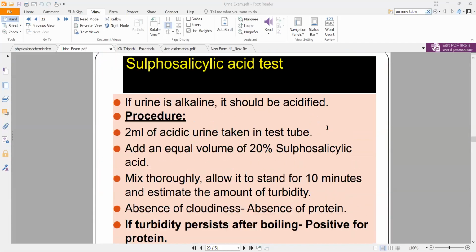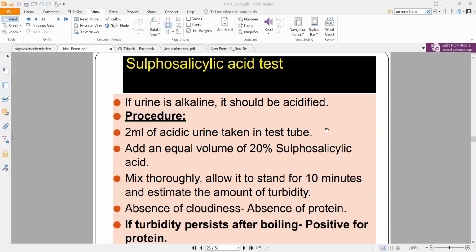Now coming to the sulfosalicylic acid test, as I told you, if the urine is alkaline, you need to acidify it. You do a litmus test, or you find the pH of the urine and you acidify it. You add a little bit of acid in it. Okay, that is how you acidify it. Now, how do you perform this test: you take 2 ml of acidic urine, that acidified urine. It is very important that you have acidified urine, else you will not get the reaction, and you will not get any proper result.